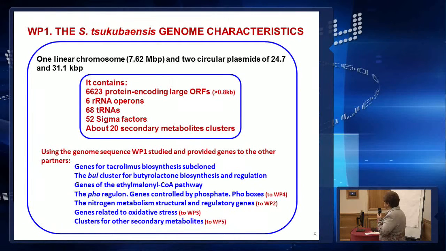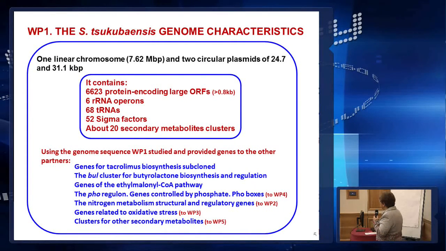The genome is 7.62 megabases, has 2 circular plasmids, and contains about 6,600 protein-encoding open reading frames. Using different bioinformatic programs, we found that it has 20 secondary metabolite gene clusters, in addition to the cluster of tacrolimus.